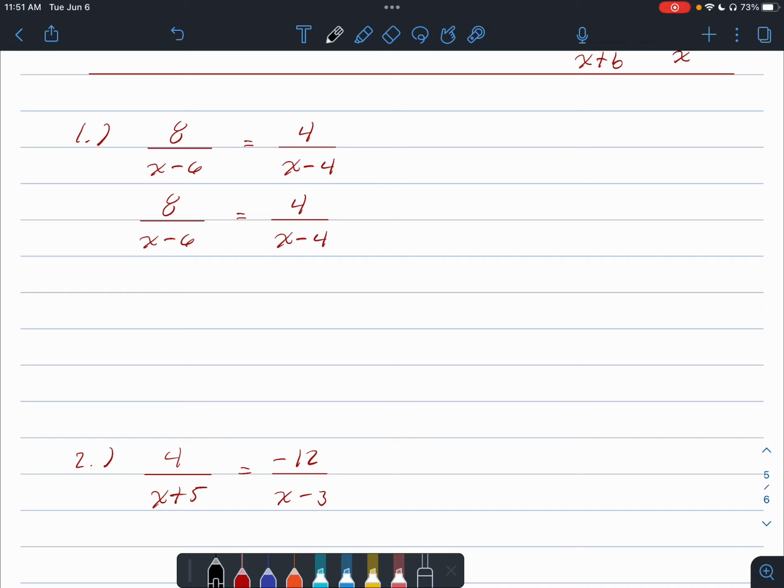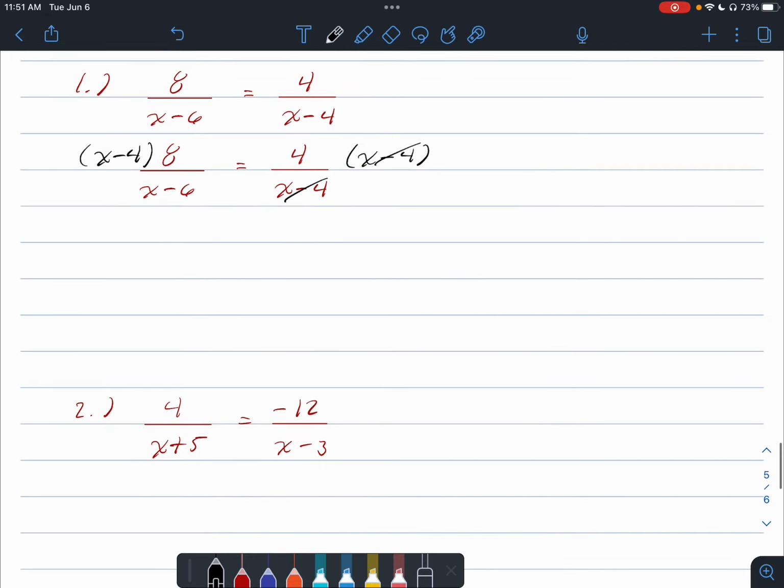The first thing we should probably do is pick a side that we want to eliminate x in the denominator. Okay, let's pick the right hand side first. So if we multiply both sides of the equation by x minus 4, okay, what we'll see is these x minus 4s will cancel out. Those will go away. So now this will become 8 times x minus 4 over x minus 6 is equal to 4.